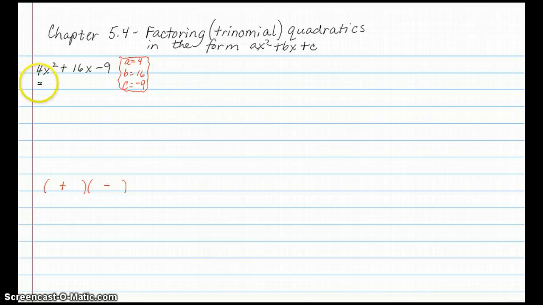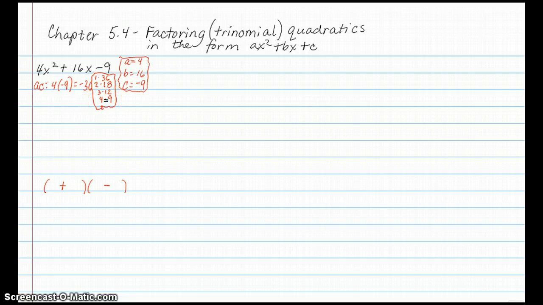Now we're going to go ahead and go AC, which is A times C. And that's going to be 4 times negative 9, which equals negative 36. Now, negative 36 has a whole lot of choices. So we're going to have 1 and 36. We're going to have 2 and 18. We're going to have 3 and 12. We're going to have 4 and 9. We've already got 3 and 12, and we've already got 2 and 18. So when we've got all of them right here, now I haven't worried about the negative yet.